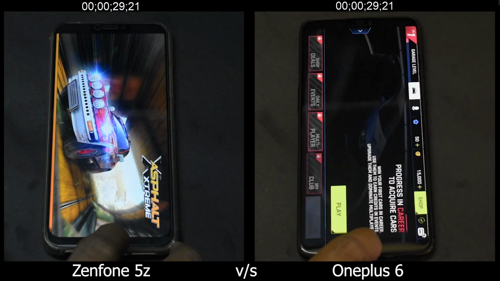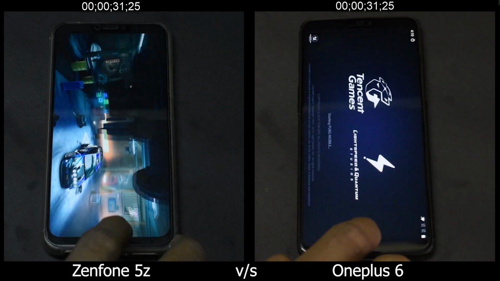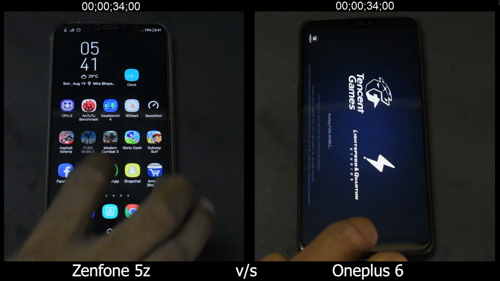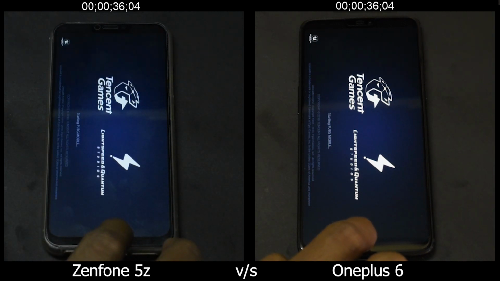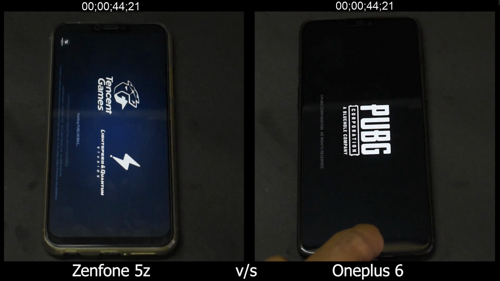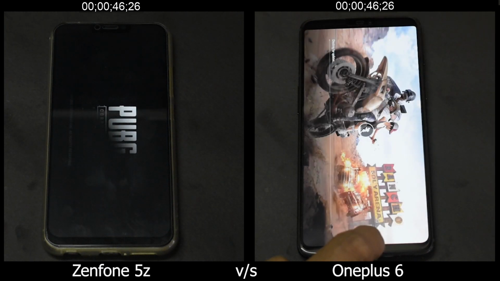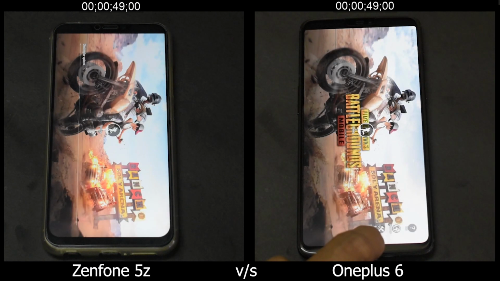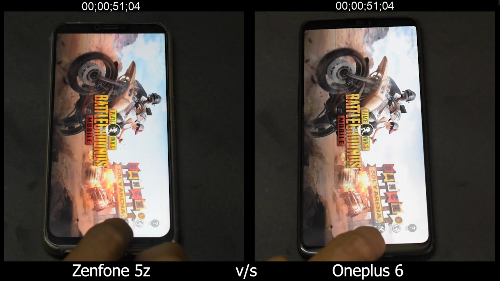Moving on, we move on to the next game, that is PlayerUnknown's Battlegrounds, and I must say, despite having a custom skin on it, the 5Z is performing great because it is not much behind compared to the OnePlus 6. And the Zen UI, as much as I don't like it, is not that bloated and it doesn't hinder the performance.